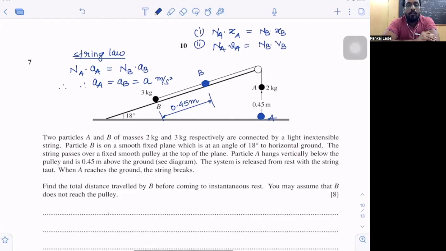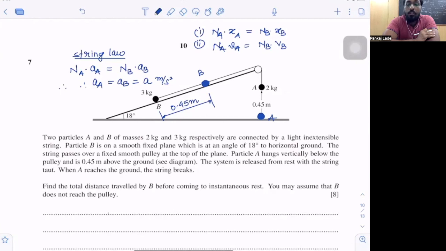So here I know that particle A and particle B, both of them have the exact same acceleration, using the string law. So that's a meter per second square. What I'm going to do here is take the first case when the particle travels by a distance of 0.45 meters. I know particle B has traveled by a distance of 0.45 meters.